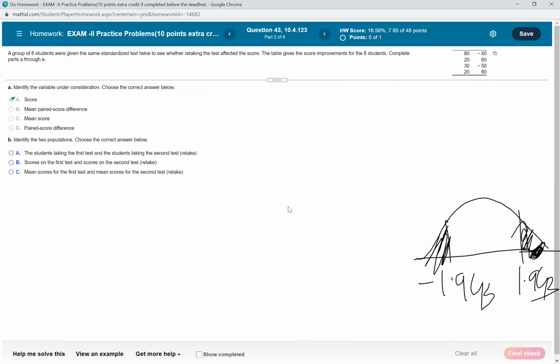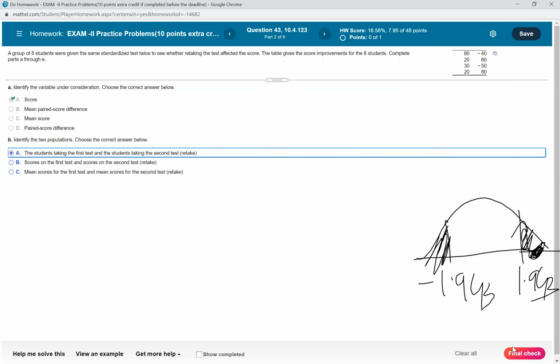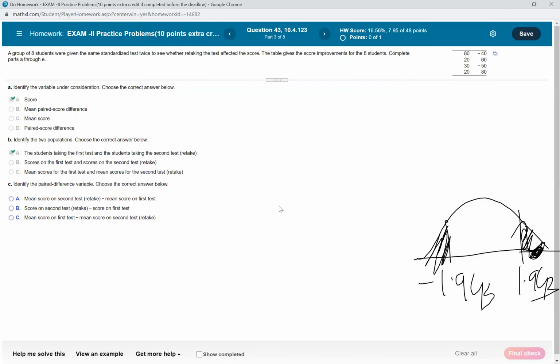Identify the two populations. So what are the two populations? The students taking the first test and the students taking the second test. We take scores on the first test, and actually the populations are the individuals, not the score. The scores on the first test and scores on the second test give the mean score of the first test and mean score of the second test. So the two populations are the students who are taking the first test and second test.